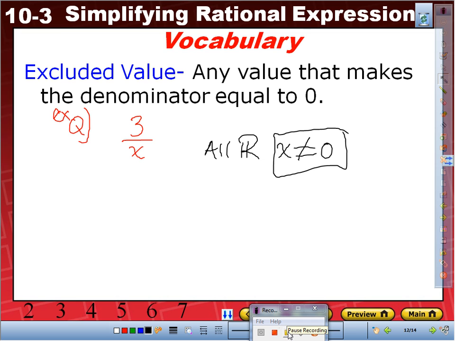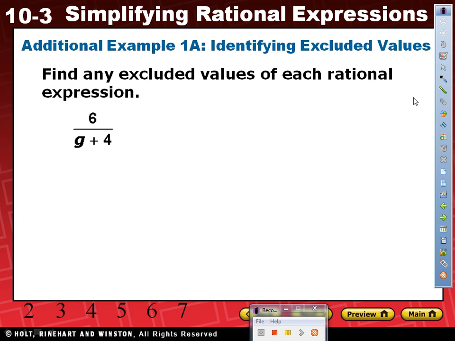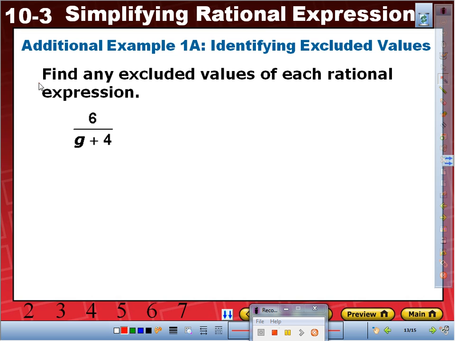So on the right-hand side, copy example number 1. Example 1A, and I want you to write find. You don't have to copy the whole text, just write whatever I underlined. Find excluded values. And then write the expression 6 over g plus 4. I'm going to go over this one, pens down, and I'll show you how to find it really fast.